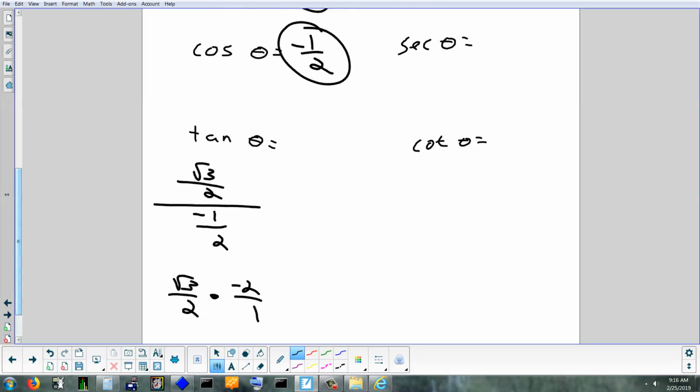Whenever I see a fraction over a fraction, if they have the same denominator, I cancel them right there. If you don't want to do it that way, that's fine. Flip and multiply, and then cancel them. You're going to end up with the same thing. Square root of 3 divided by -1. Square root of 3 with a negative, the answer is the negative square root of 3.